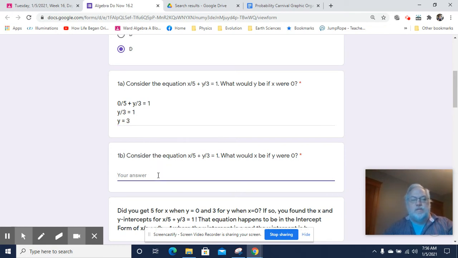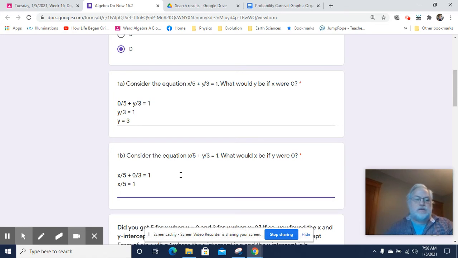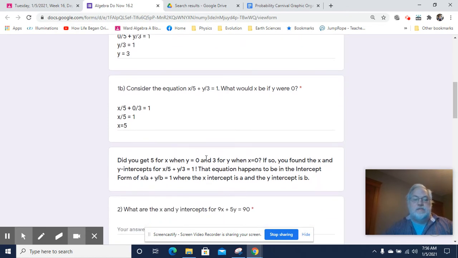And then the next one, consider this equation, again, same one, what would x be if y were 0? So we'd have x over 5 plus 0 over 3 equals 1, and so all we'd be left with is x over 5, because 0 over 3 is 0. x over 5 equals 1, so you could multiply both sides by 5, or you could just mental math that: 5 over 5 is 1, so x equals 5. And so you would have ended up getting x equals 5 and y equals 3, and so you would have the x and y intercepts.